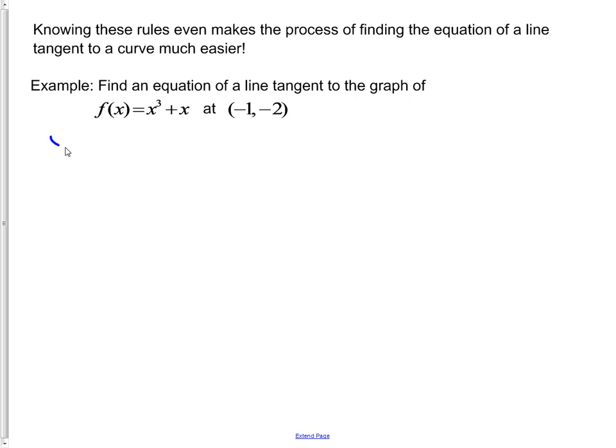First things first, if we want the equation of a line, we need two things, right? Recall that we need a slope and a point. Well, we've got a point, right? We know that our function passes through the point (-1, -2). So the question is, what is the slope?